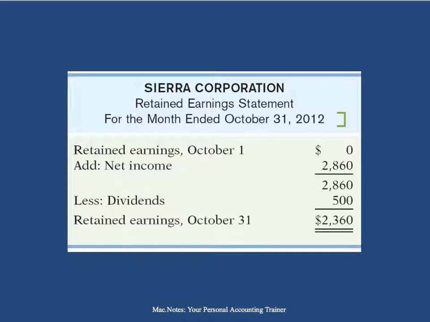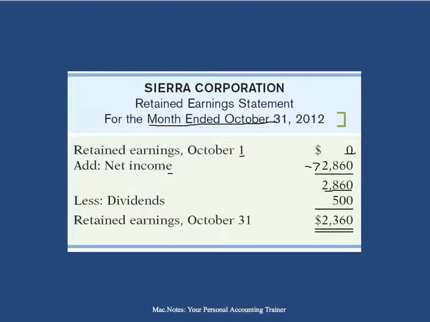And this statement is also a time period statement for the month ended October 31st. Now we just started business October 1st, so we've had no earnings prior to October 1st. So retained earnings are earnings that are kept by the company. Now, in the month of October, we earn net income, as we saw in the other statement, $2,860. So therefore, the retained earnings is $2,860.